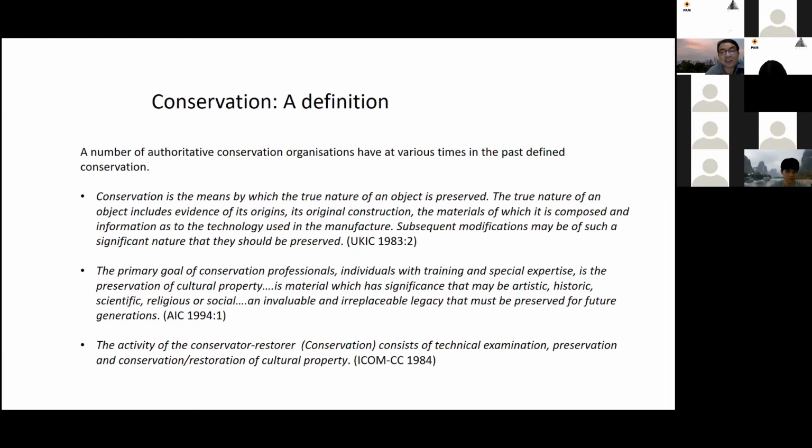Okay, conservation is a means by which the true nature of an object is preserved. So the primary goal of a conservation professional, an individual with training and special expertise, is the preservation of cultural property material. So these are the important things. The ICOMOS definition, the activity of the conservator, restorer, technical examination, all these are also there to read. There are more than that. I just thought these three are quite significant, and that's why I put them here for you all to read and understand what conservation is. It's not just going in there and putting back plastering. There's more than that, as you go deep into it.